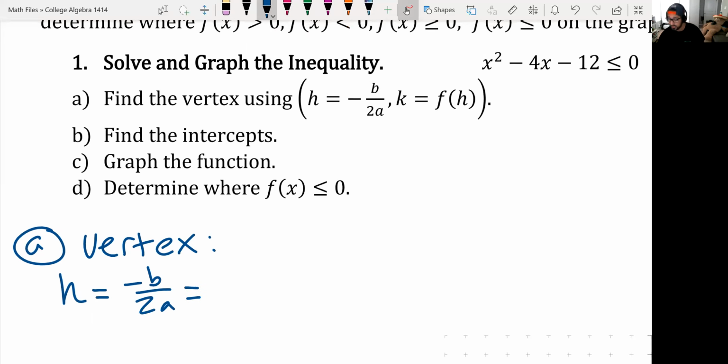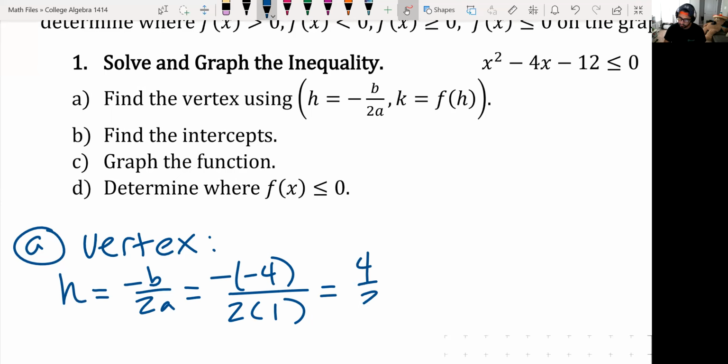And from the quadratic inequality given, a is 1 and b is negative 4. So you get negative 1 times negative 4 over 2 times 1. This will give me 4 over 2, which gives me 2. There's the h value for the vertex.